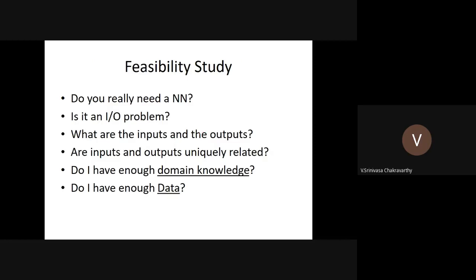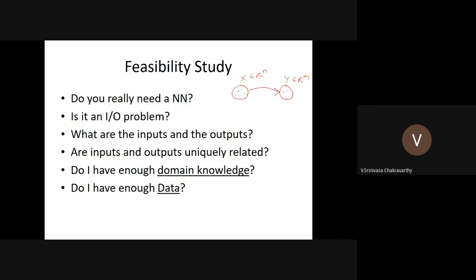What is this feasibility study? First, you need to ask yourselves, do you need an NN? Do you need a neural network? Because in a neural network, you are trying to map input data X, which is in some n-dimensional space, onto an output data Y, which is in m-dimensional space. You're trying to find a mapping. This is what a network tries to do.